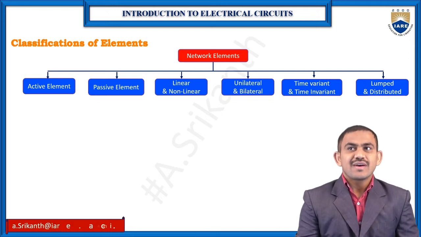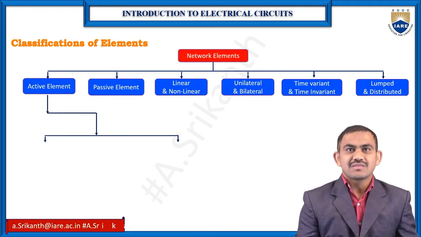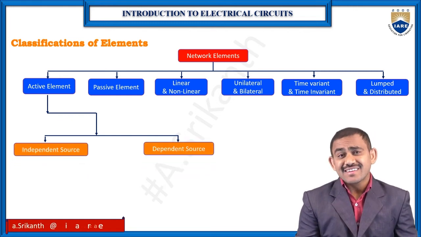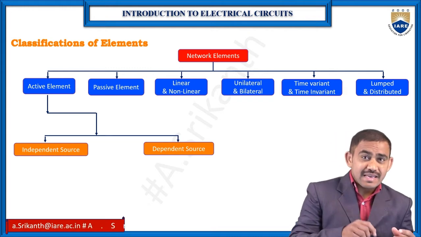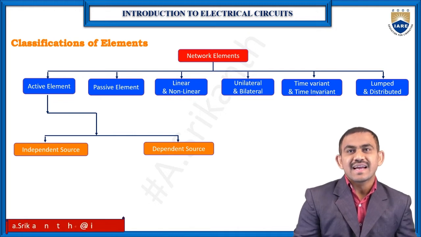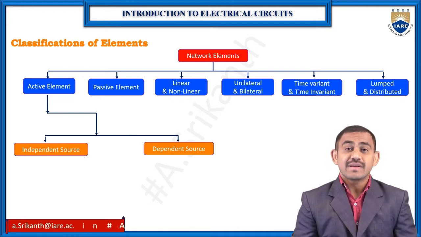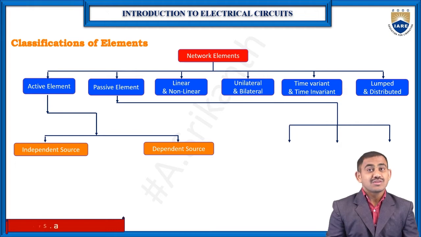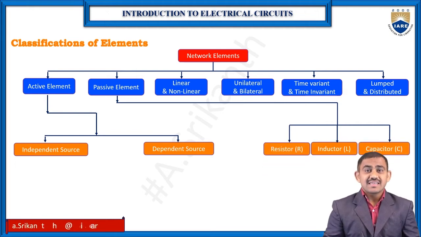Active elements are again divided into two types. One is independent elements and the second one is dependent elements. In that name we can observe independent and dependent elements. We can say independent source or dependent source. And passive elements are also divided into three types. Those are resistor, inductor and capacitor. You can say three types of loads, RLC. So passive elements are resistor, inductor and capacitor.